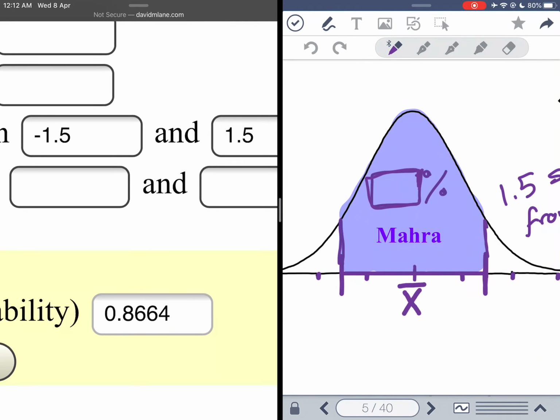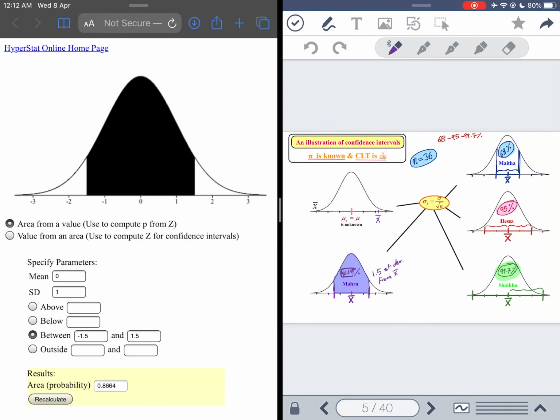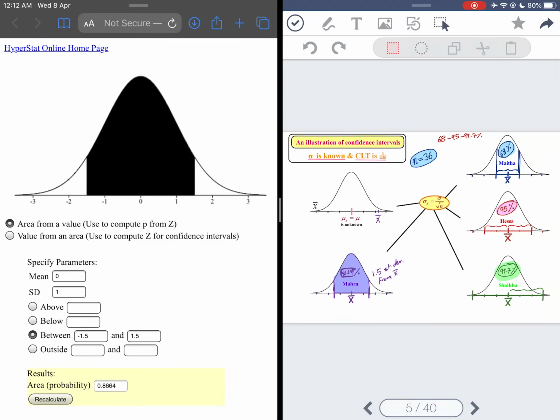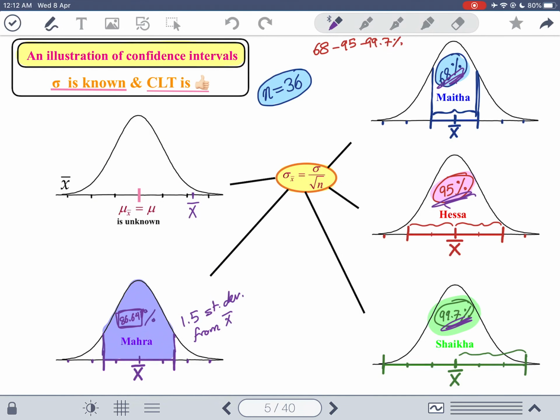So Mahra is 86.64% confident that her sample mean and her confidence interval around her sample mean will contain the population mean. Okay, just like the other ones were 68, 95, and 99.7% confident. Okay, so this is good. Let's now go to the next slide. But in the next slide, you will see something new that I thought about doing.